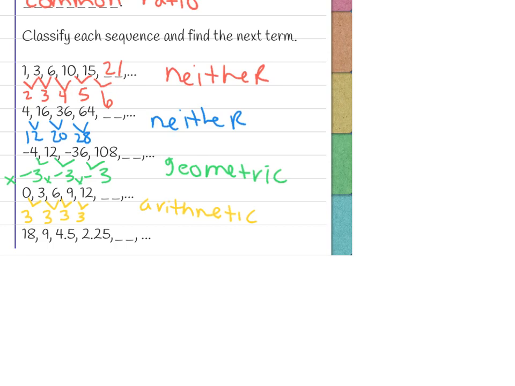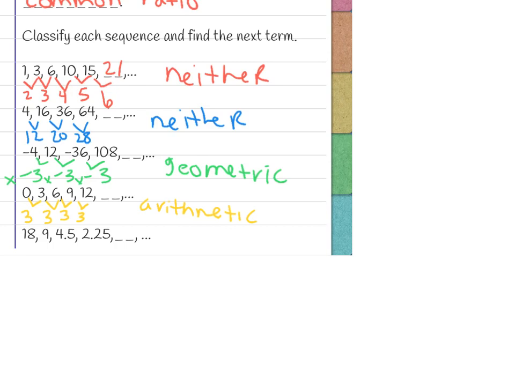Now for the next one. We have all of these values, and we also have some decimals. So let's see if we can find something. So if we subtract 18 minus 9, we get 9. And 9 minus 4.5, we get 4.5. So this would be 9, this would be 4.5, and this would be 2.25. So as you can see, there is no common value there.